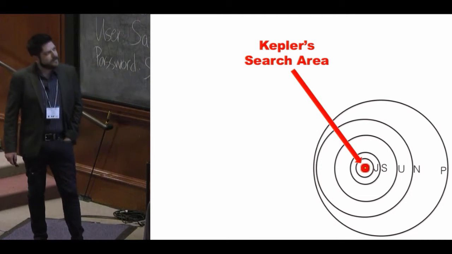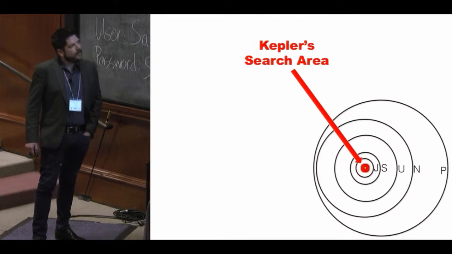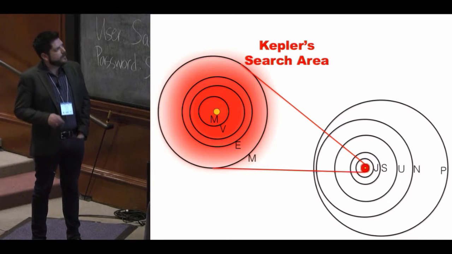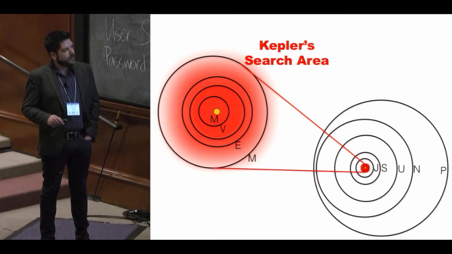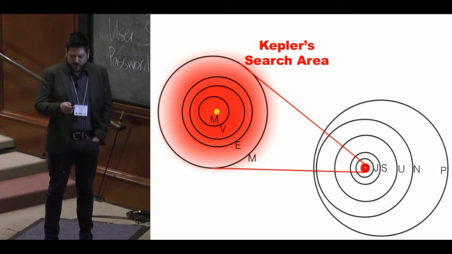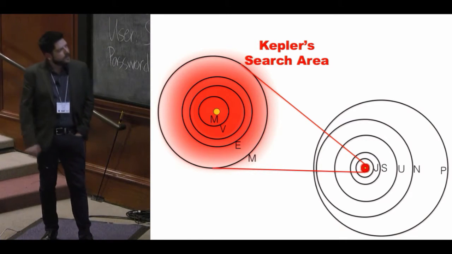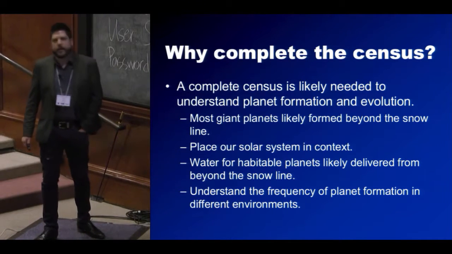So just to give you a sense of scale, of course, it gets out to the Earth and maybe a little bit to Mars for bigger planets, but really this entire region out here is completely insensitive. Okay, so why would we want to complete the census?